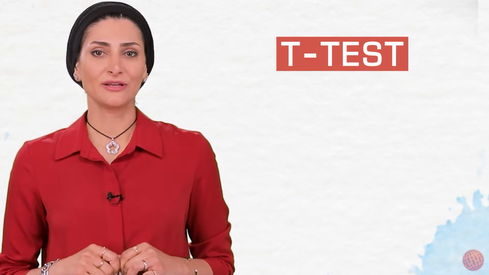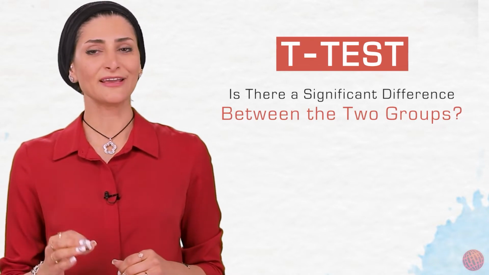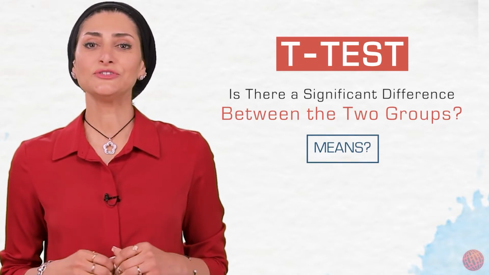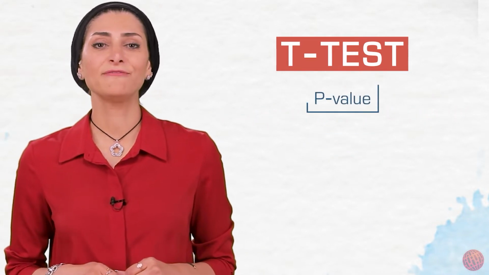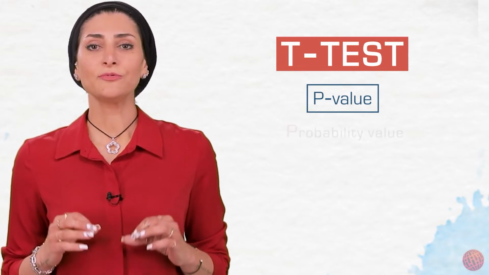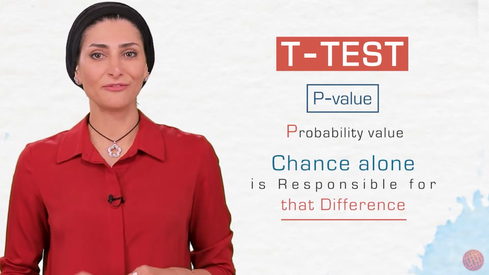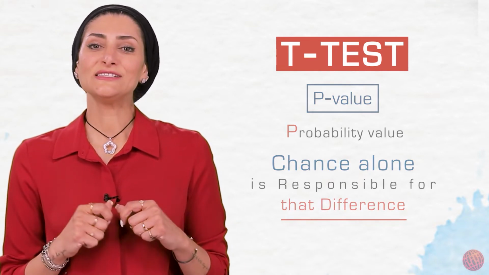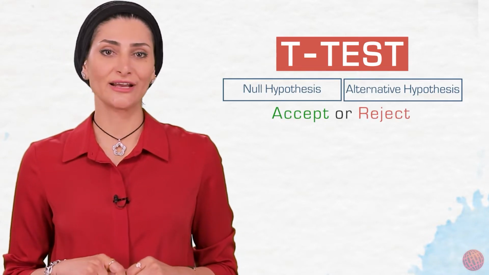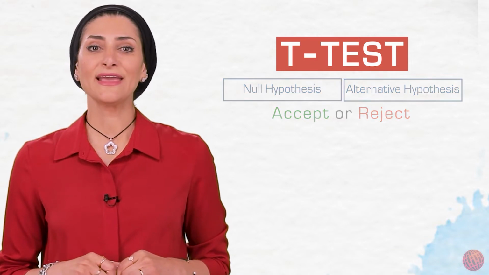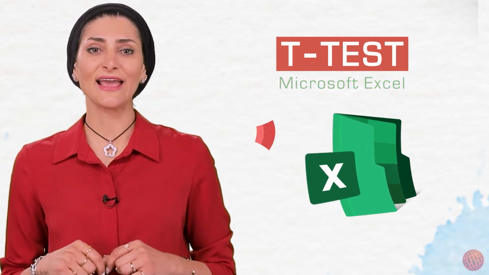To answer the question, if there is a significant difference between the two groups or not, specifically between their means, you need to conduct the t-test by calculating a value known as the p-value. The p-value is the probability value, which indicates that chance alone is responsible for that difference. Based on this value, you can decide which hypothesis to accept and which to reject. The p-value can be calculated very easily using Microsoft Excel or using a calculator.